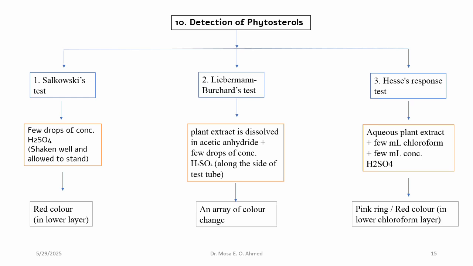The third qualitative chemical test is the Hesse response test, which consists of a few milliliters of chloroform and a few milliliters of sulfuric acid added to the aqueous plant extract. So we note a pink ring or red color in the lower chloroform layer in case of presence of phytosterol in the plant extract.